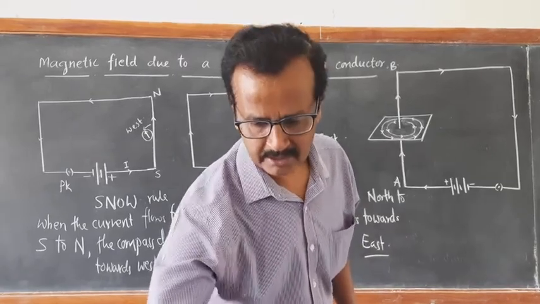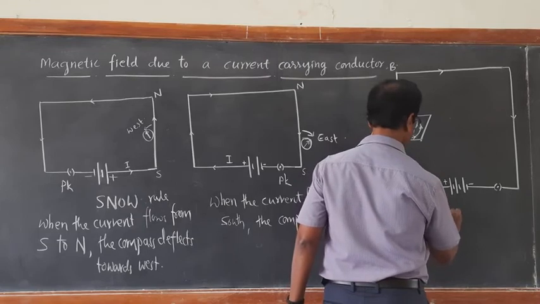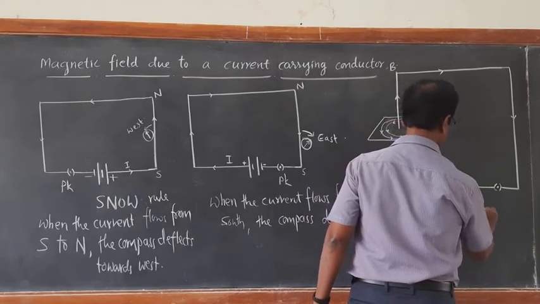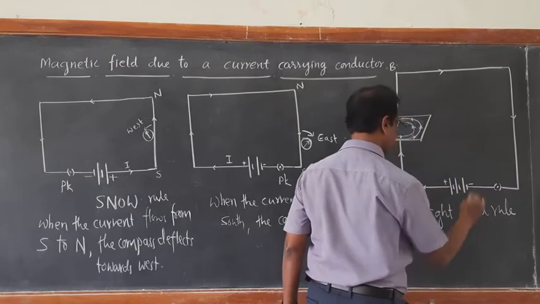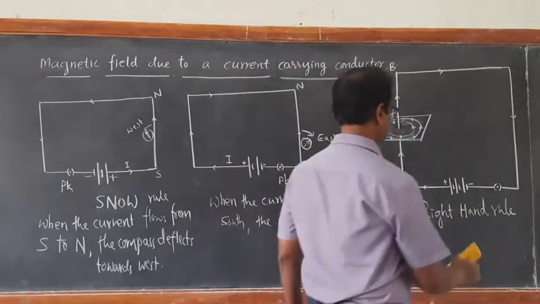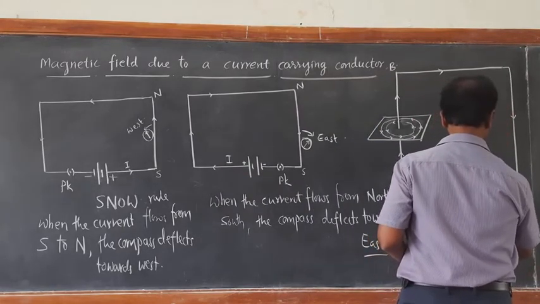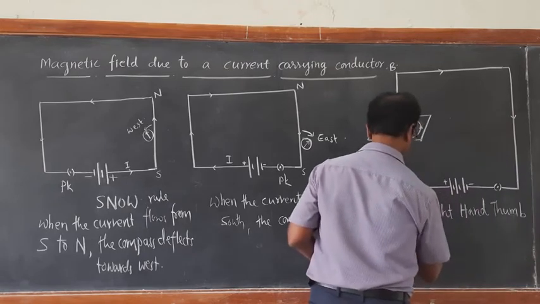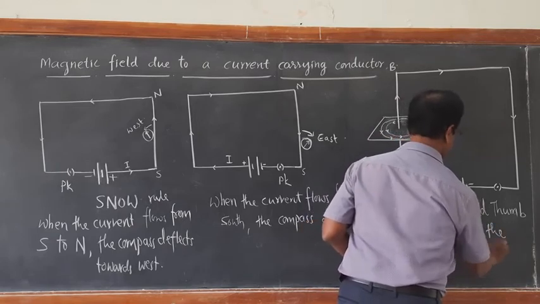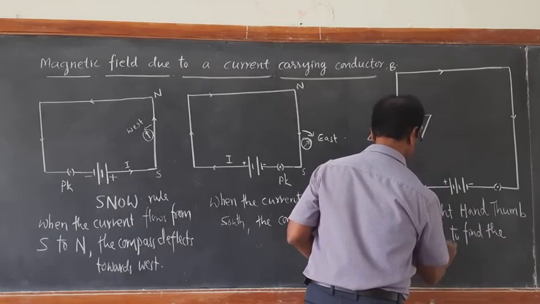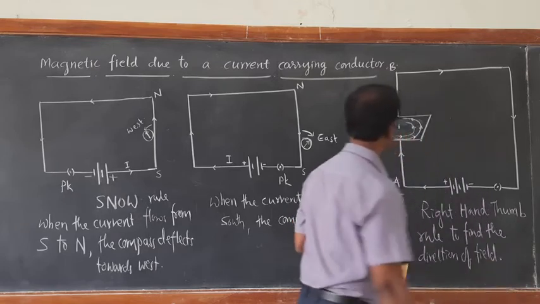So we follow here right hand thumb rule. You can say right hand thumb rule, to find the direction of magnetic field.